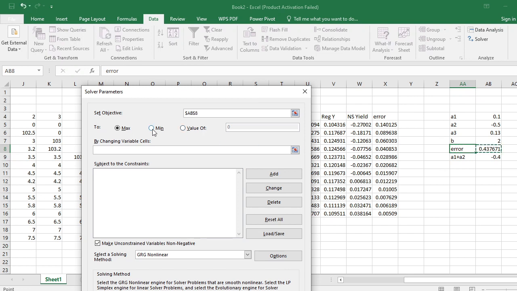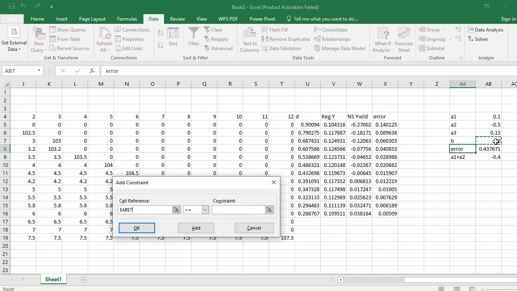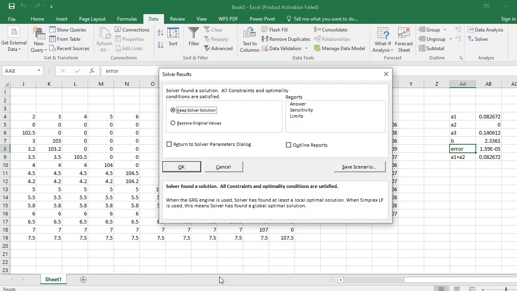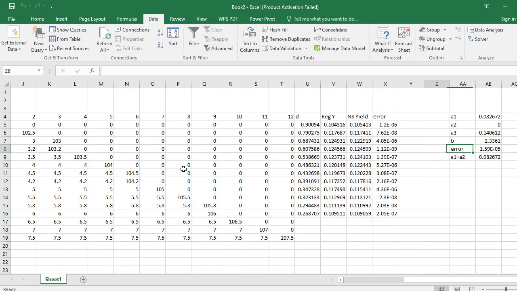This thing should be minimum by changing these cells, and I have a constraint that beta should be positive. I've got a solution here. So the error has gone to 0 actually, and these are my yield rates as per the NS method.